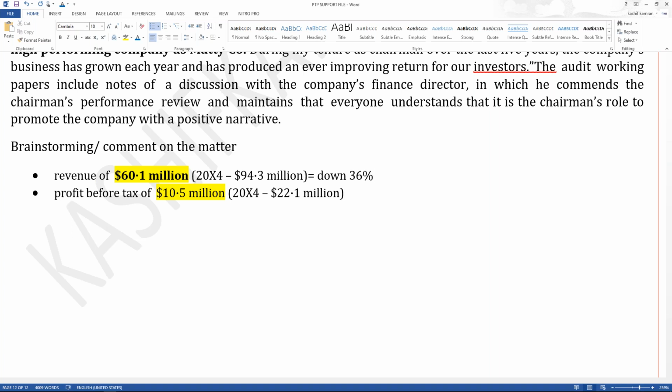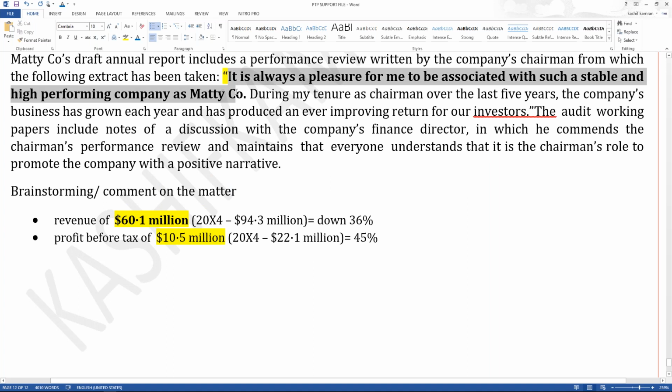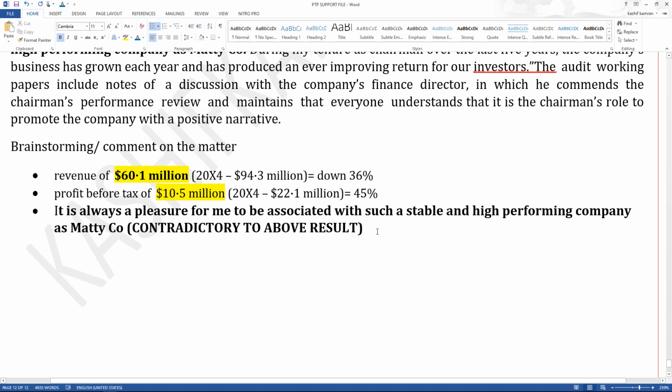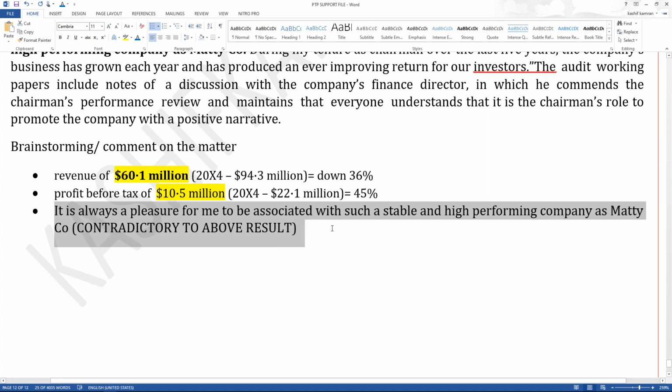And profit before tax is down by how much from last year for the whole company? Almost 45%. So revenue down, profit down, and the chairman is saying it has always been a pleasure to be associated with such a stable and high performing company. Is that a contradictory statement when you look at the performance above? Is there a material inconsistency between the chairman's statement and the actual results under ISA 720? I hope you know the rule of the material inconsistency, right? Okay, let's go back above.